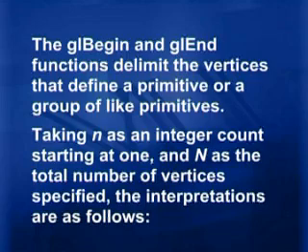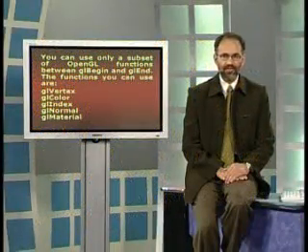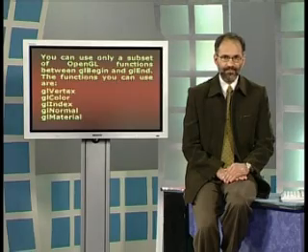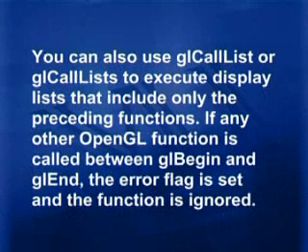The GL begin and GL end functions delimit the vertices that define a primitive or a group of like primitives. As we've already said, you can use only a subset of OpenGL functions between GL begin and GL end. The functions that you can use include GL vertex, GL color, GL index, GL normal, GL material. And you can also use GL call list or GL call lists to execute display lists that include only the preceding functions. If any other OpenGL function is called between GL begin and GL end, the error flag is set and the function is ignored.